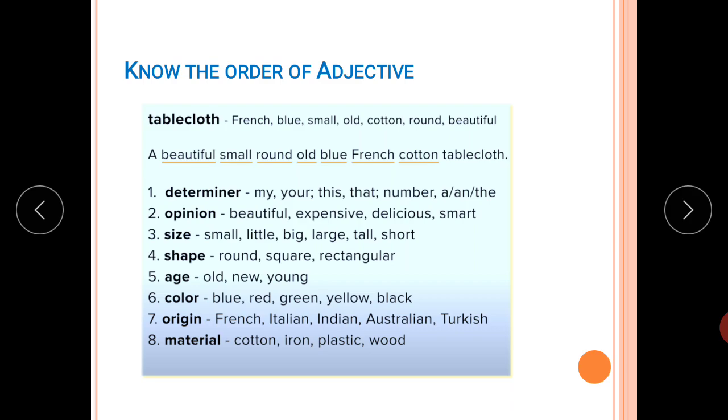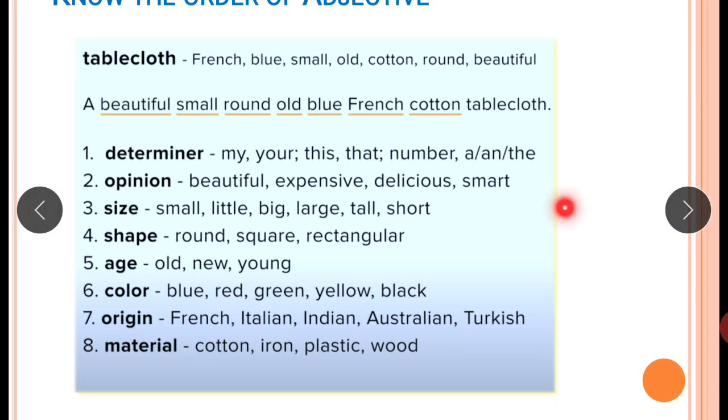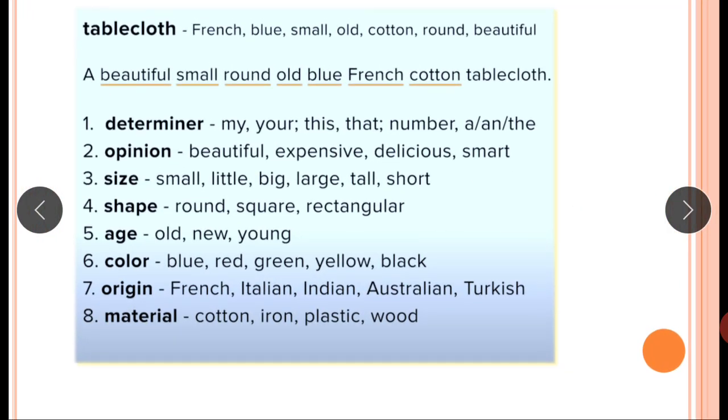Okay, how to arrange that in order? For that you need to know some rules. Determiner comes at the first place. The second one is opinion, the third is size, the fourth is shape, the fifth is age, the sixth is color, the seventh is origin, the eighth is material, and it keeps on going, like purpose and all those things.